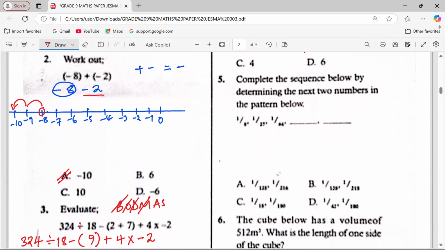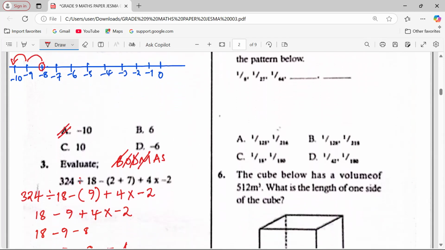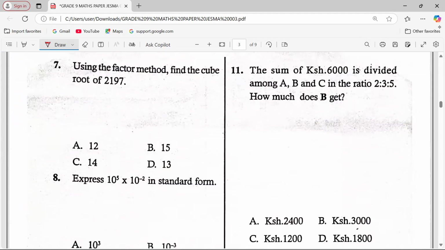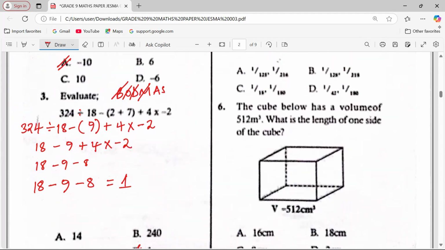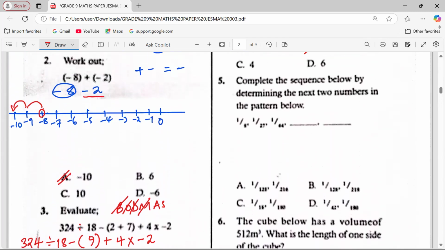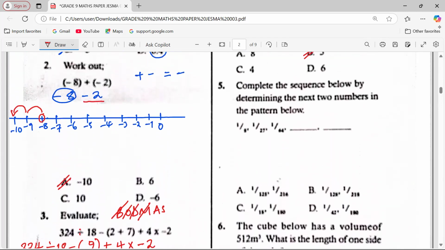Number 5. Complete the sequence below by determining the next 2 numbers in the pattern. I know the first page is not very clear, but going to the next, everything will be very visible. So we are only remaining with these 2 questions, whereby we will struggle a little bit to see what has been printed there. This is 1 out of 8, 1 out of 27, 1 out of 64.